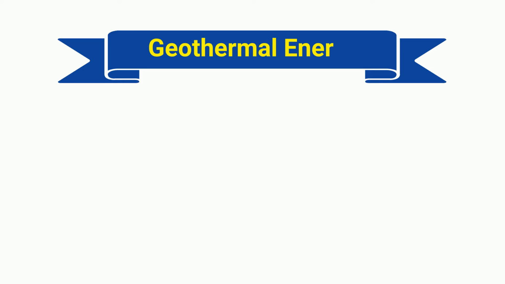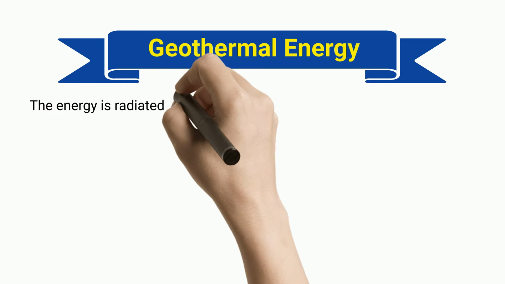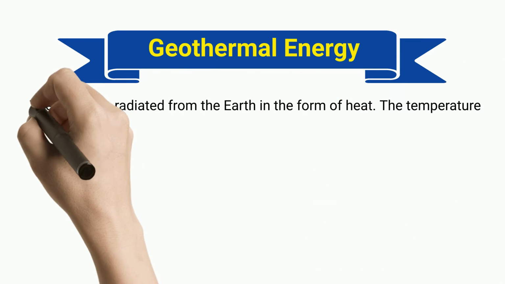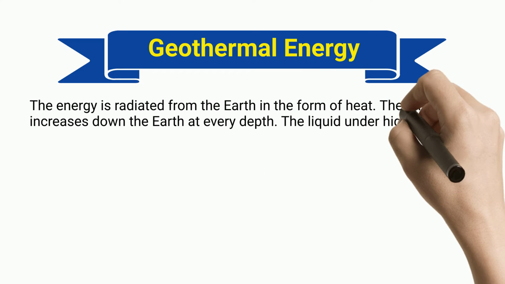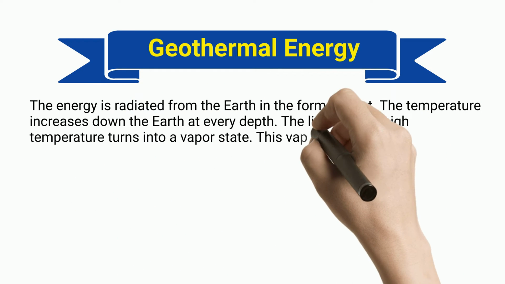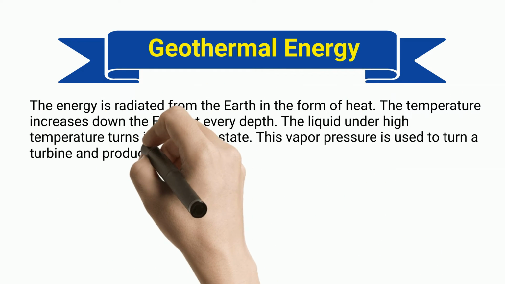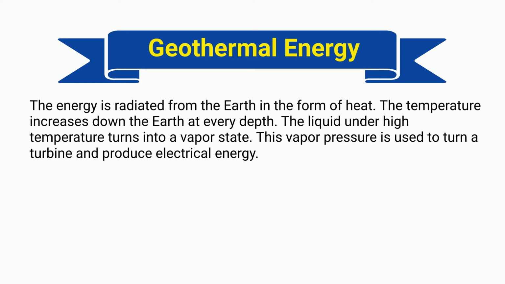Geothermal energy. The energy is radiated from the Earth in the form of heat. The temperature increases down the Earth at every depth. The liquid under high temperature turns into a vapor state. This vapor pressure is used to turn a turbine and produce electrical energy.